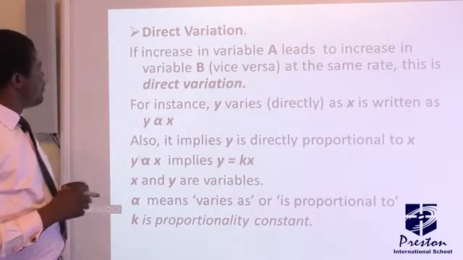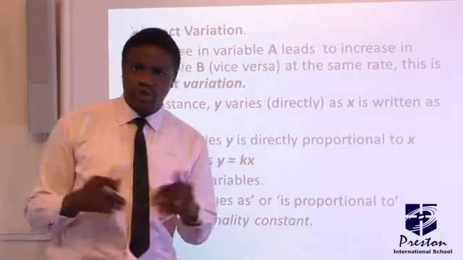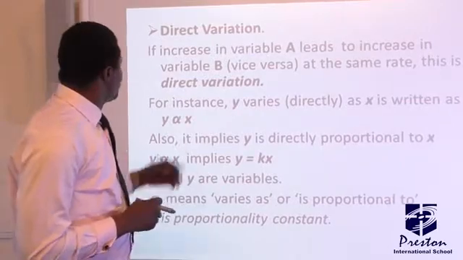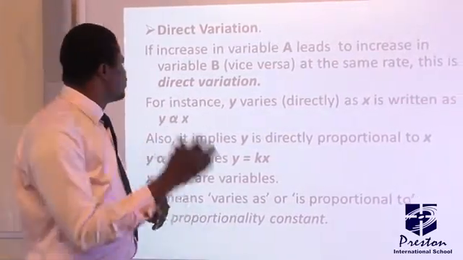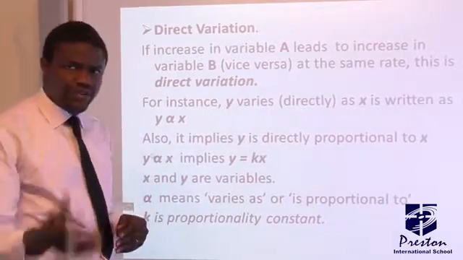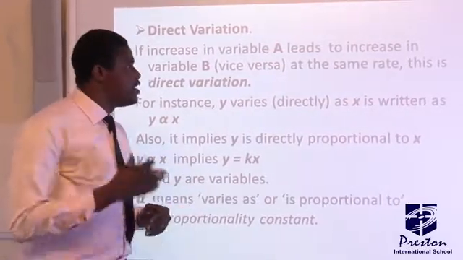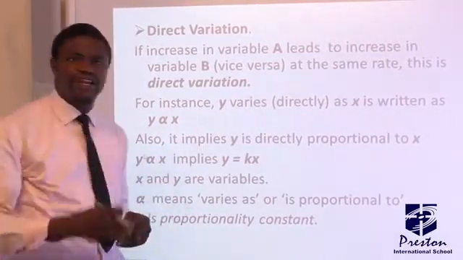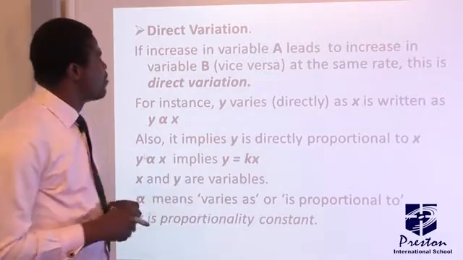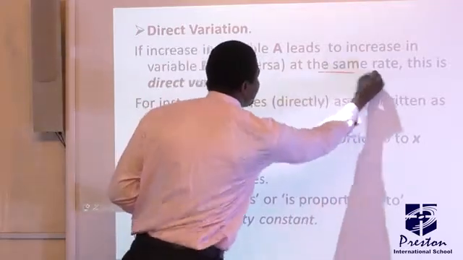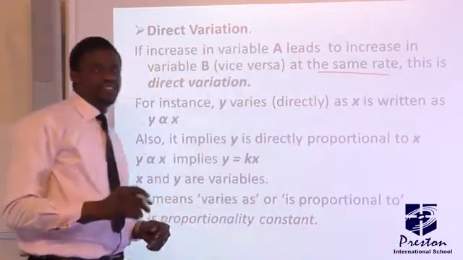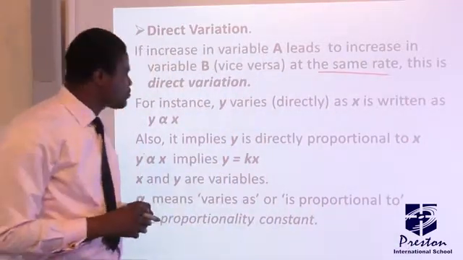Now, direct variation. This is a situation whereby an increase in variable A leads to an increase in variable B, or a decrease in variable A leads to a decrease in variable B, or vice versa, at the same rate. Take note of this. At the same rate, this is direct variation.